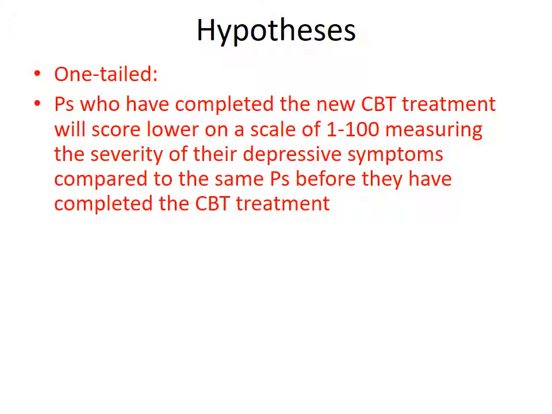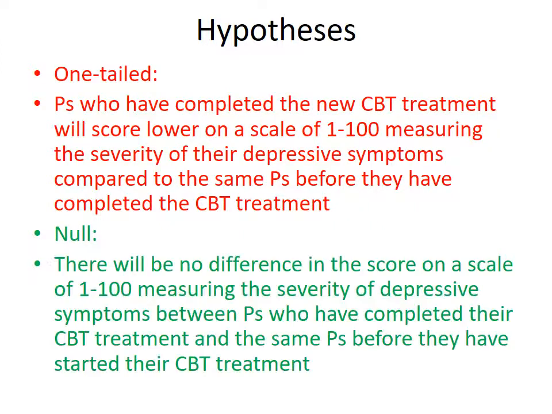IV, DV, IV. We always write a null as well. So our null: there will be no difference in the DV, so the score on the scale, between both conditions of our IV. Participants who have completed their treatment, the same participants who have started their treatment. Okay, so before and after. So these are two hypotheses. Make sure you know how to write hypotheses. If you want any kind of practice with them, please let me know. I can give you some examples to work through at home or independently.